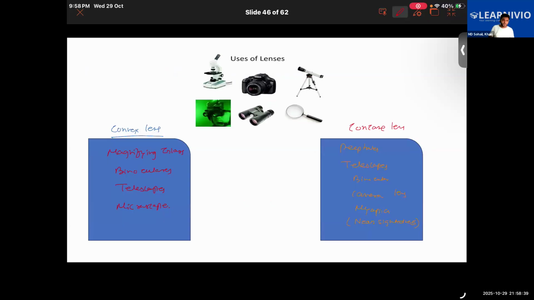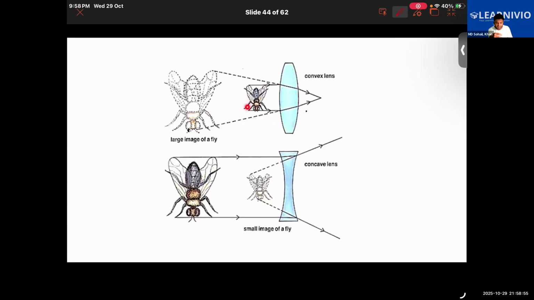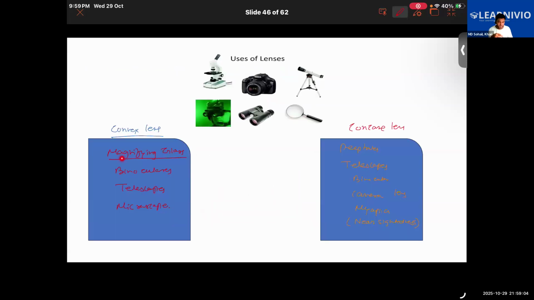About the uses of the lens, we have discussed that convex lenses are particularly used for making magnifying glasses. Like if you have to look at something through the magnifying glass, you have to bring it very close to the object, then you can get a magnified view. Just like here, if you have to get an enlarged view of this fly, you have to bring the lens very close to it. So in making magnifying glass, convex lens is used. Then in binoculars, in telescopes, and even in microscopes, it is used.